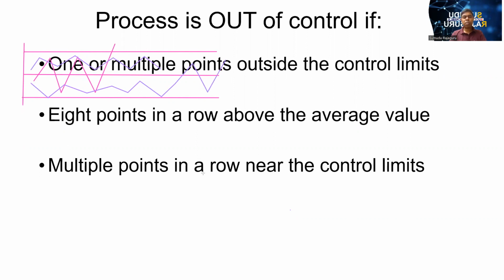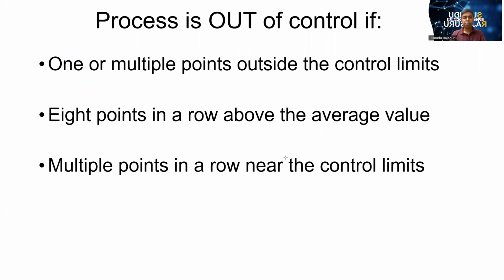Then multiple points in a row near the control limit. If the point is not going outside, but multiple points are near the control limit, that is also a reason for being out of control. Okay, that is also out of control. So these are the 3 situations we can consider for out of control. Okay, right.